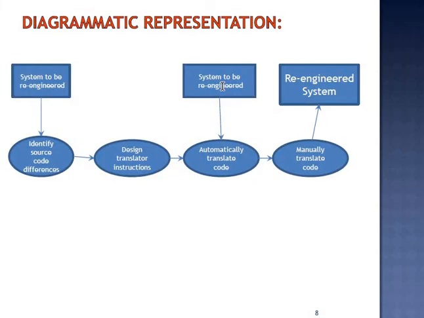Then we have the diagrammatic representation of this process. First is the system to be regenerated, identifying the source code differences, then the design translator, then the automatic translation code, then the manual translated code, then the re-engineered system. There is software which will automatically translate from one language to another, but it is not very useful. The manual translation is more helpful, right?